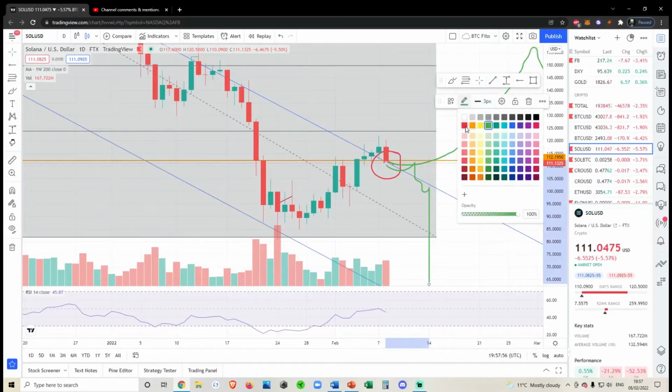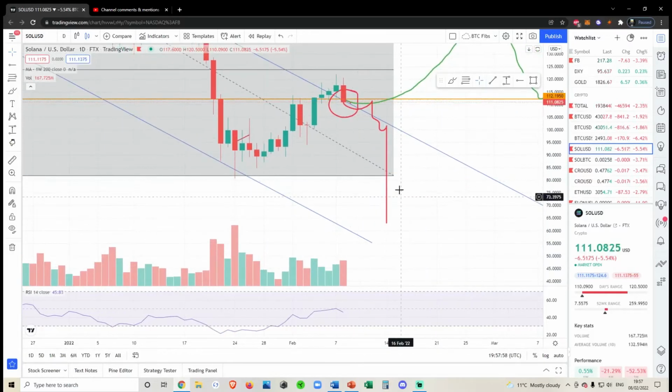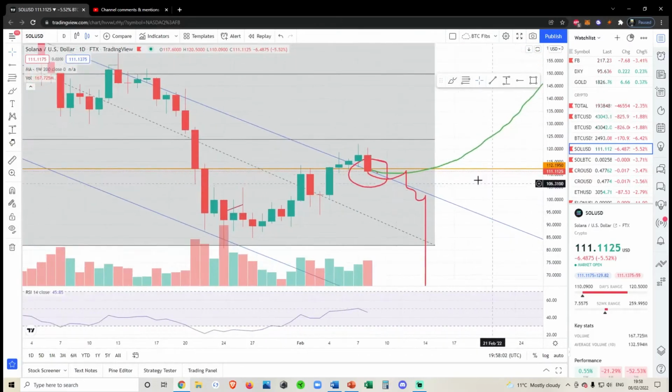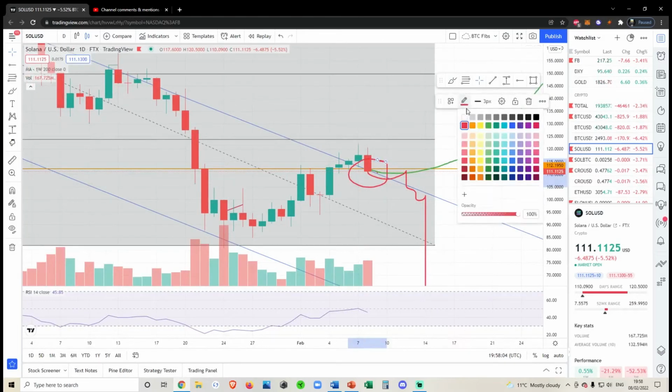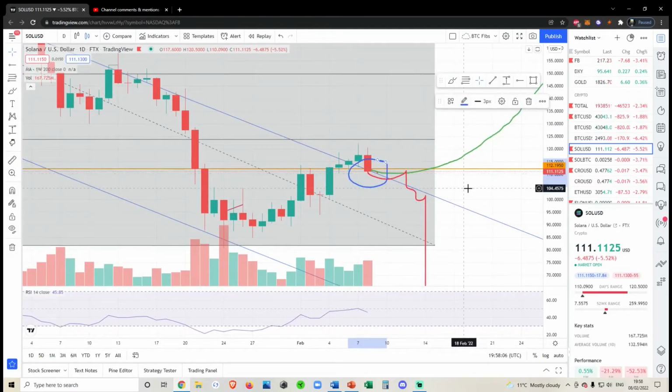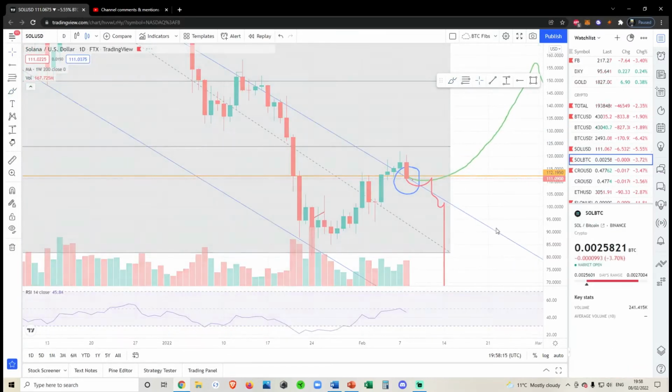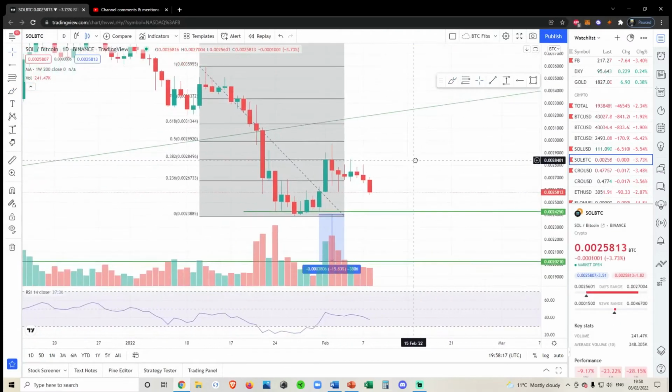I'll mark this one red for the downtrend scenario and this one green for the uptrend. But we really need to make a decision in this box here that I'll mark blue. In this area here in blue, we really need to make a decision, and I'm hoping that we break out bullish. So let's go over to the BTC pair.